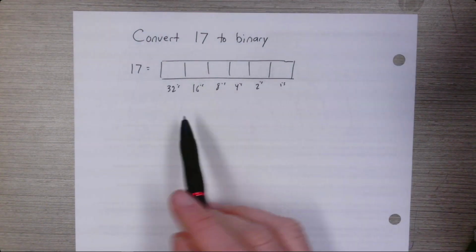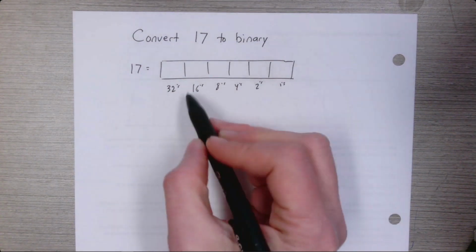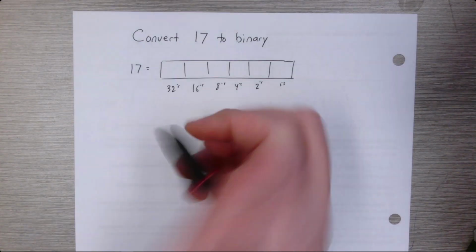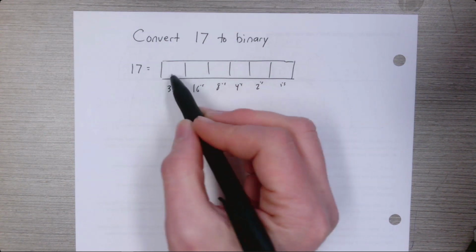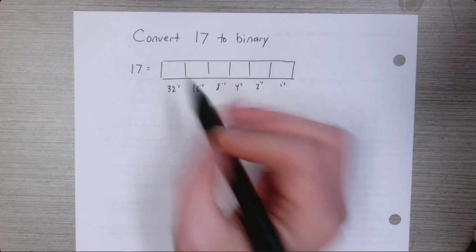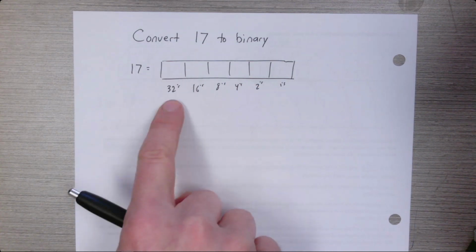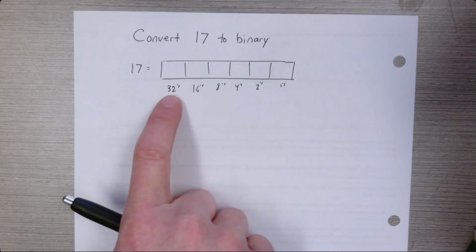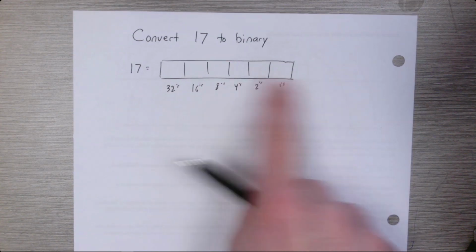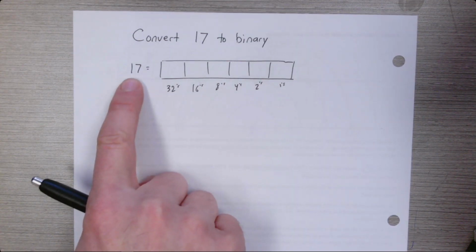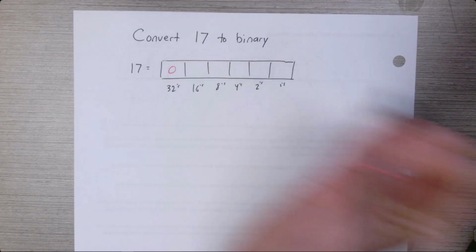A nice way of thinking about this is, we know that the thing in the 32s place can't be a 1, because that would imply that our number over here has at least one 32 plus some more stuff. So because our number is smaller than 32, I know that this digit must be 0.